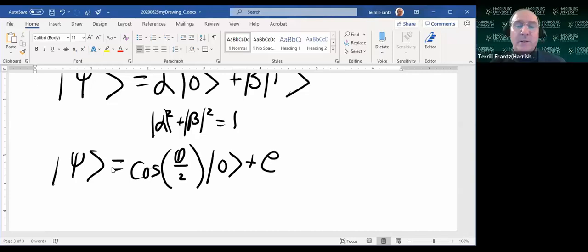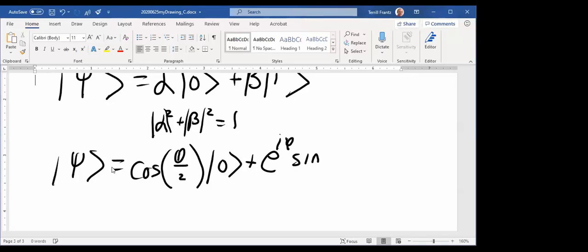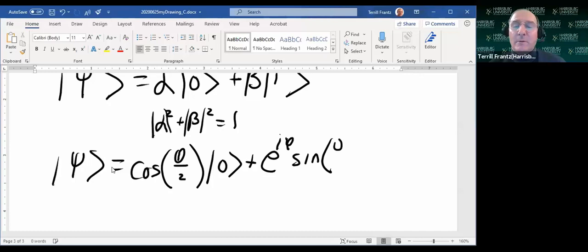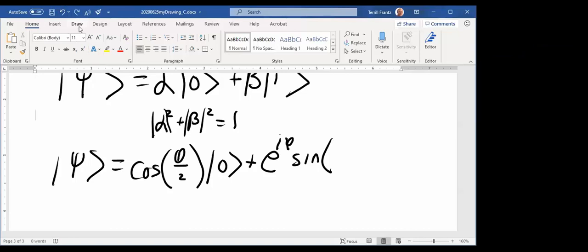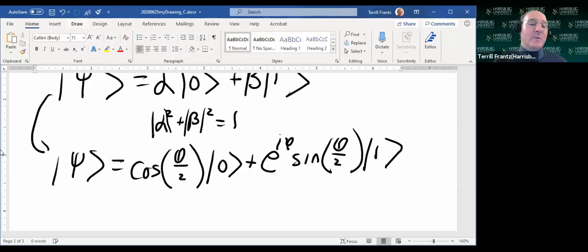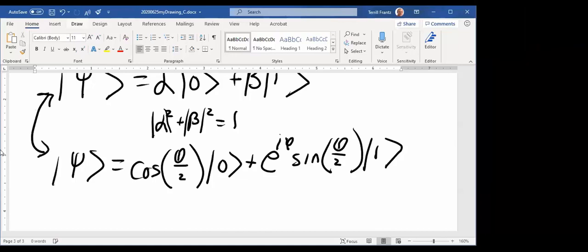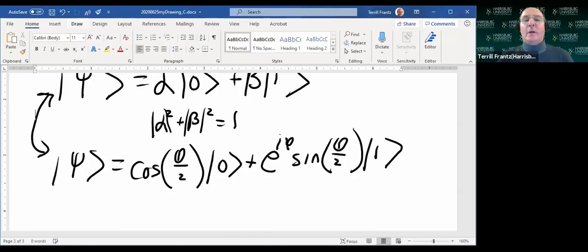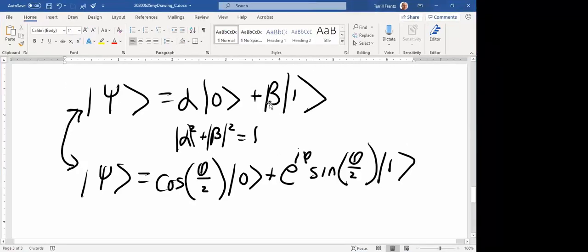Has anybody seen this? Are you comfortable with it? If so, correct me when I go astray here, please. So these are essentially the same equations. Correct me if I'm wrong, but I believe they are. And let me get a little bigger here.